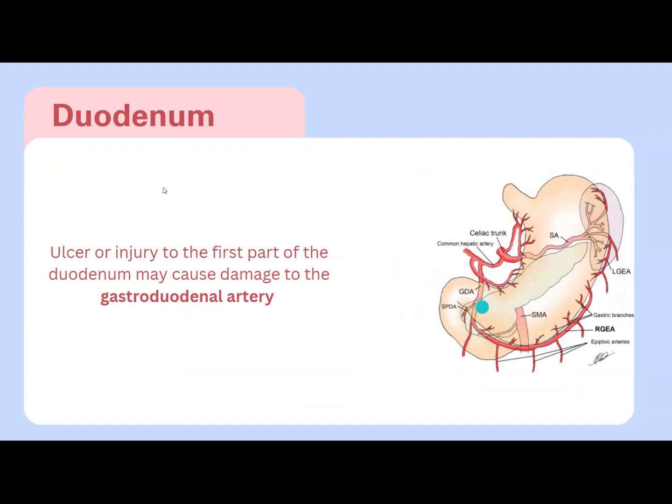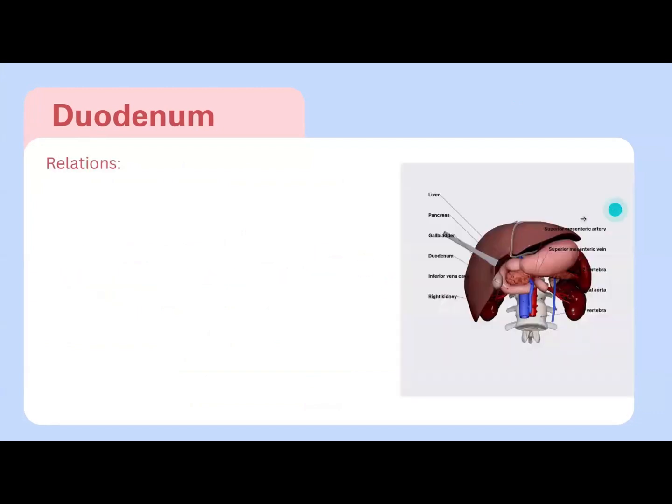Moving on. Let's say you have an ulcer or an injury to the first part of the duodenum. This will cause damage to the gastroduodenal artery. Look at this picture. This is the pyloric junction, where the pylorus joins the duodenum. This is the first part, and posterior to it you have the gastroduodenal artery. So any injury to this part of the duodenum will cause an injury to the gastroduodenal artery. This is a high topic, keep it in mind.